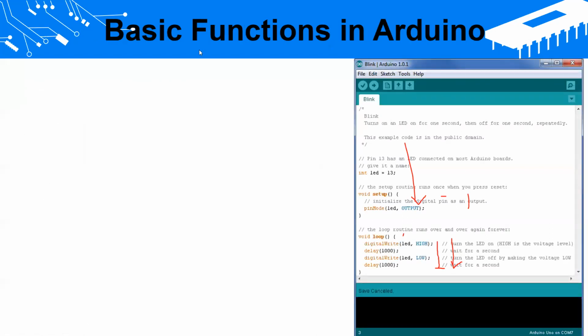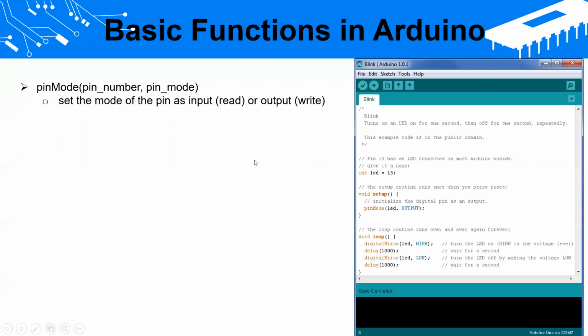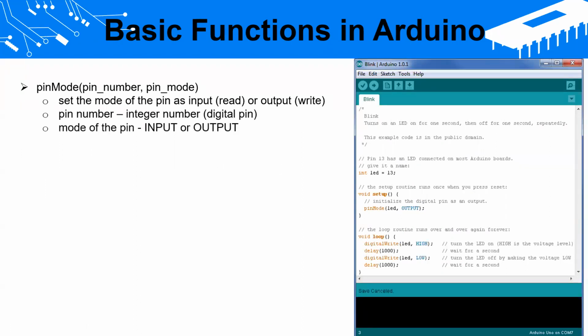Then we discussed some basic functions, starting with pinMode. If you are reading sensor data, that means input, so we should specify the mode as INPUT. If we are writing some value out of a pin, that means output, so we should set the pin mode as OUTPUT. As I said before, we don't need to specifically define the pin mode for analog pins, because we can only use analog pins as inputs.